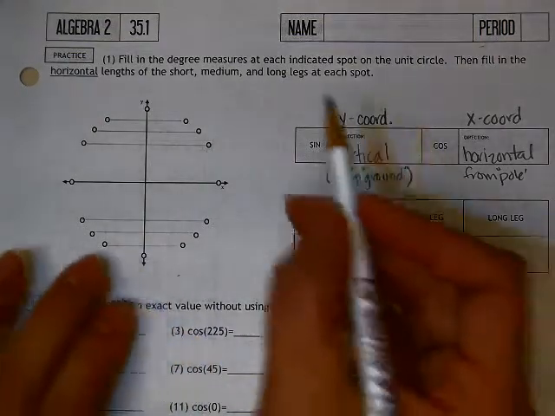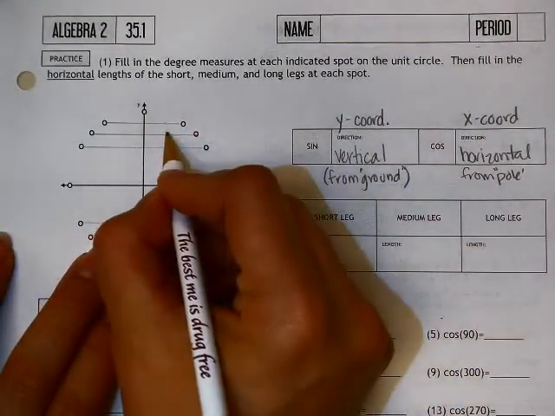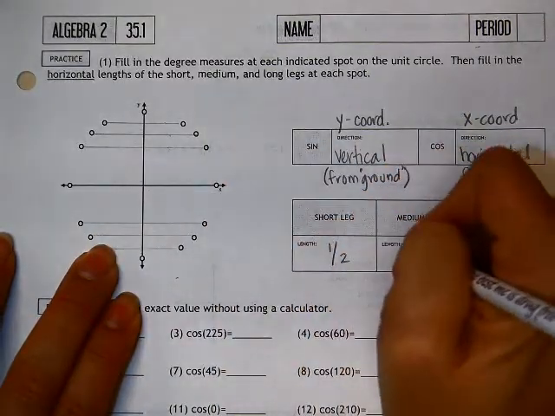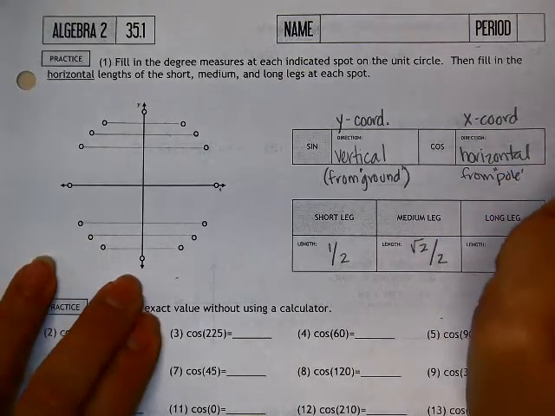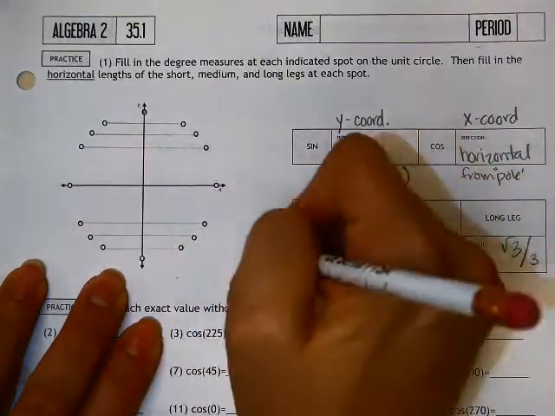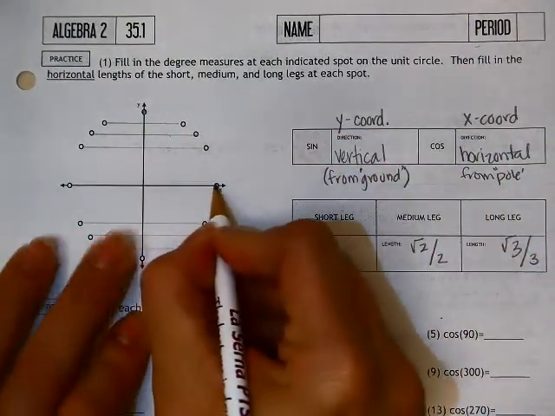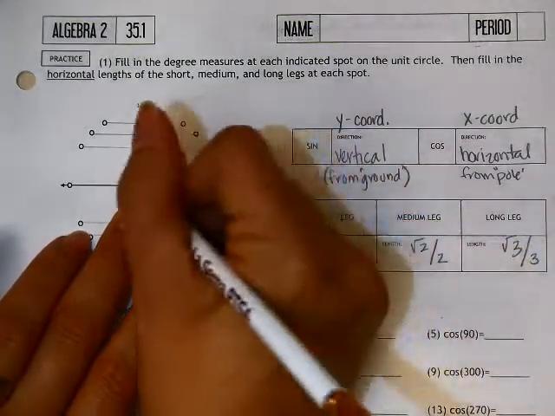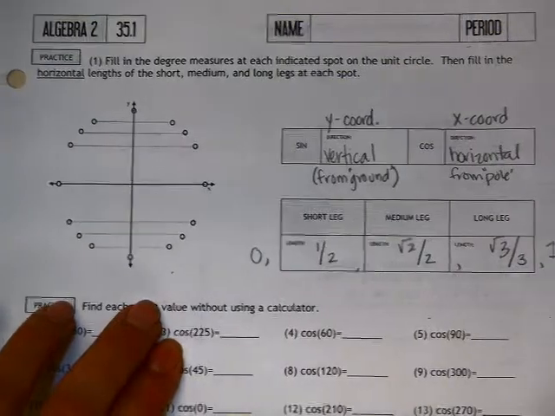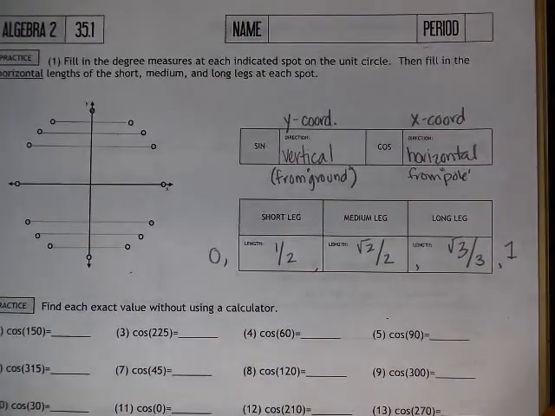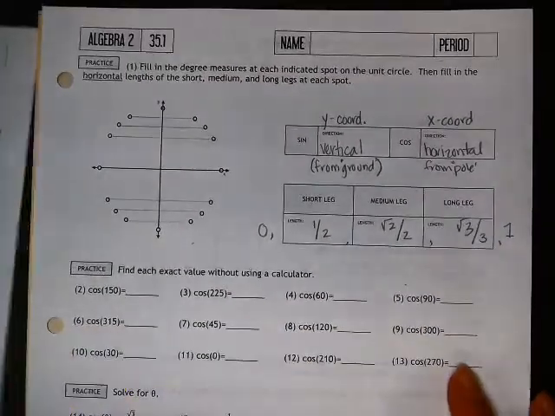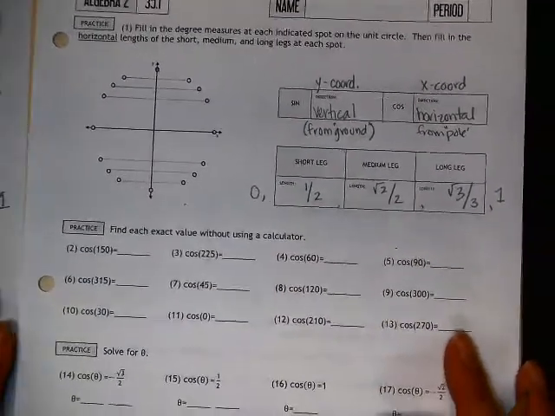All right, so what we need to just recall is that we really have three values that we're talking about here. We have our short, we have our medium, we have our long. So we have our 1/2, our root 2 over 2, and our root 3 over 2. We also have this value here, which is 0. And we have the full value of our radius, which is equal to 1. Those are all the values that we have. All right, so now we need to see if we can actually put all of this stuff in here.